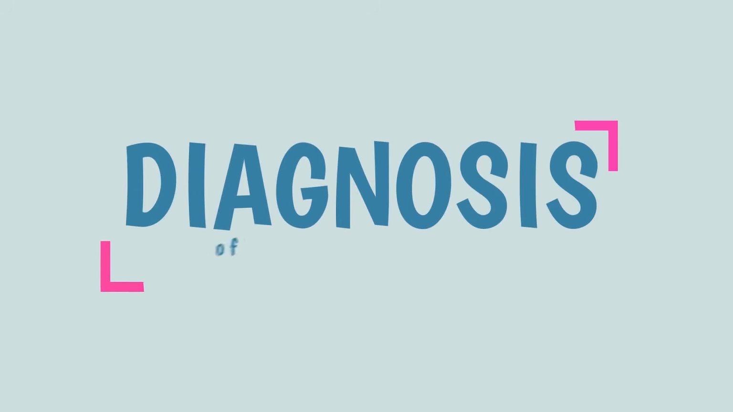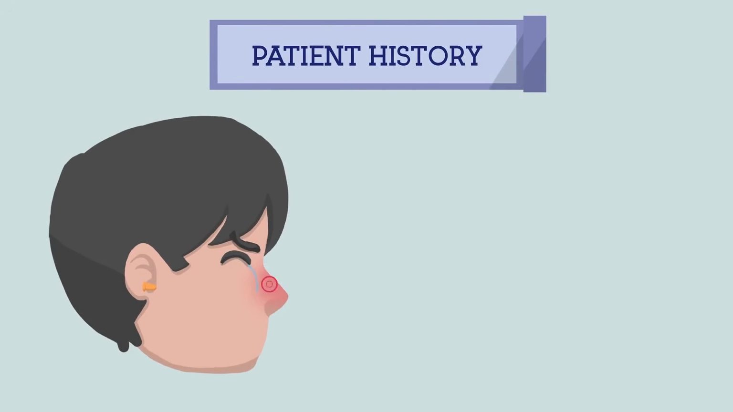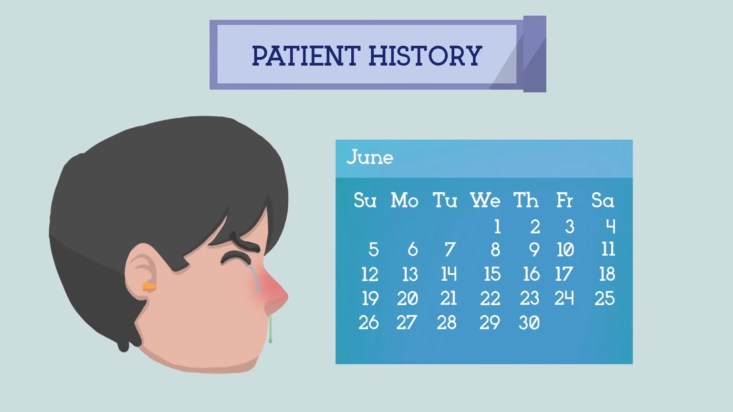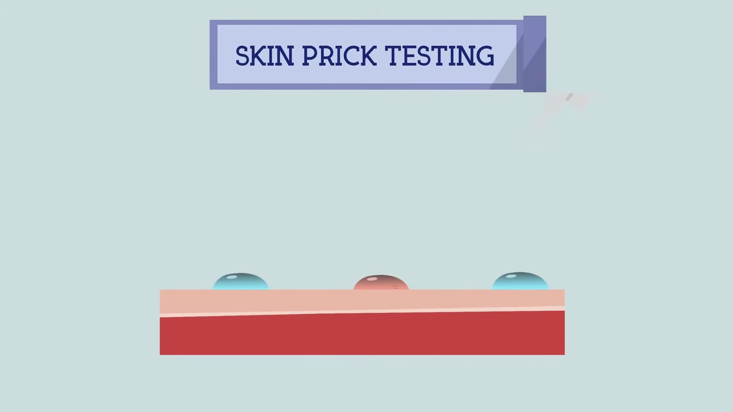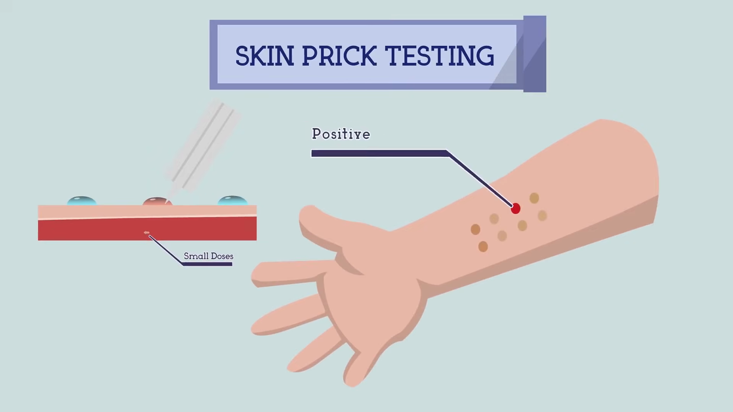For diagnosis of allergic rhinitis, 1. Patient history. Usually the person complains of all symptoms mentioned above, and if the timing of these symptoms is specific and seasonal, then we can easily reach a diagnosis of seasonal allergic rhinitis. 2. Skin prick testing. In this test, allergen is introduced using a skin prick, and reaction of body is seen to confirm allergy to a particular allergen.